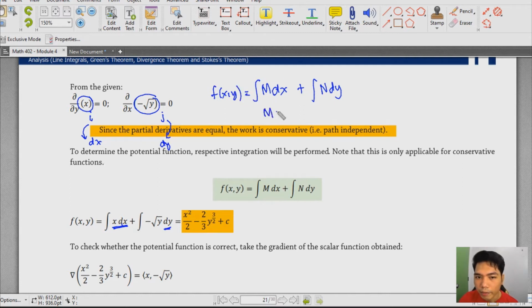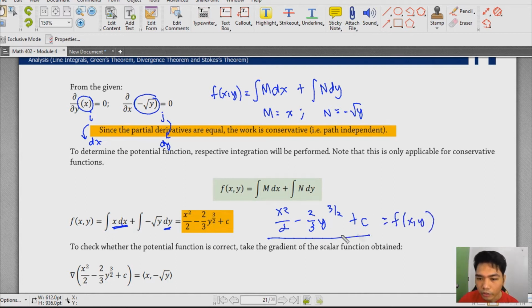So, ano ba yung ating M? M is equal to x, N is equal to negative square root of y. So, from this, the integral would be x squared over 2 minus 2/3 y raised to 3 halves plus c. Okay? And yun na yung ating potential function na tinatawag. So, the potential function is equal to f of x, y. So, ito yung ating potential function.